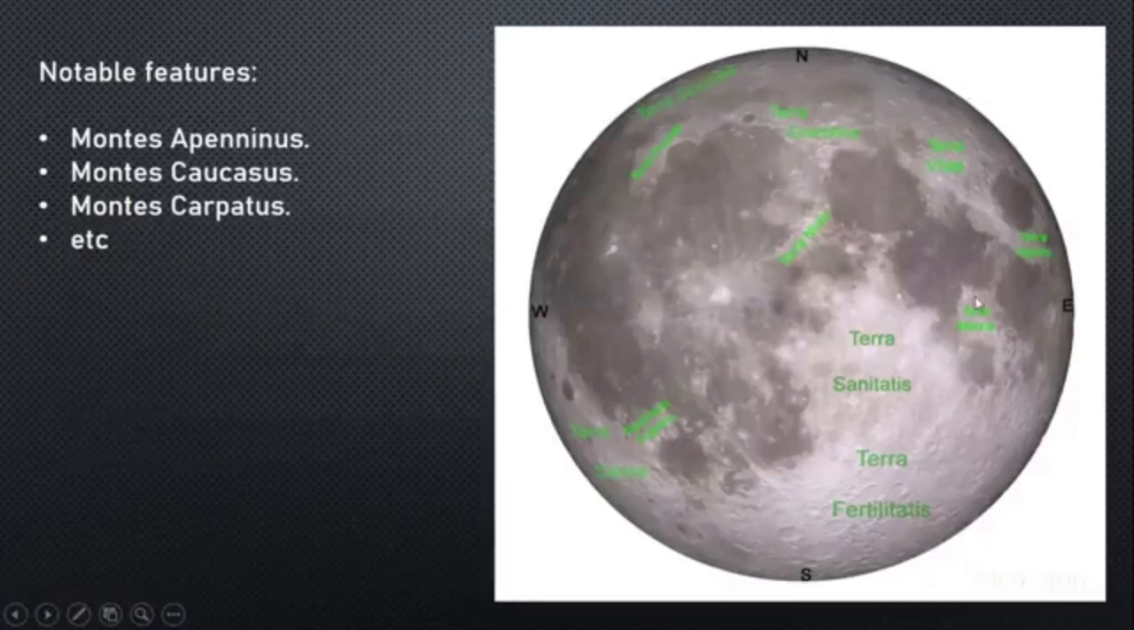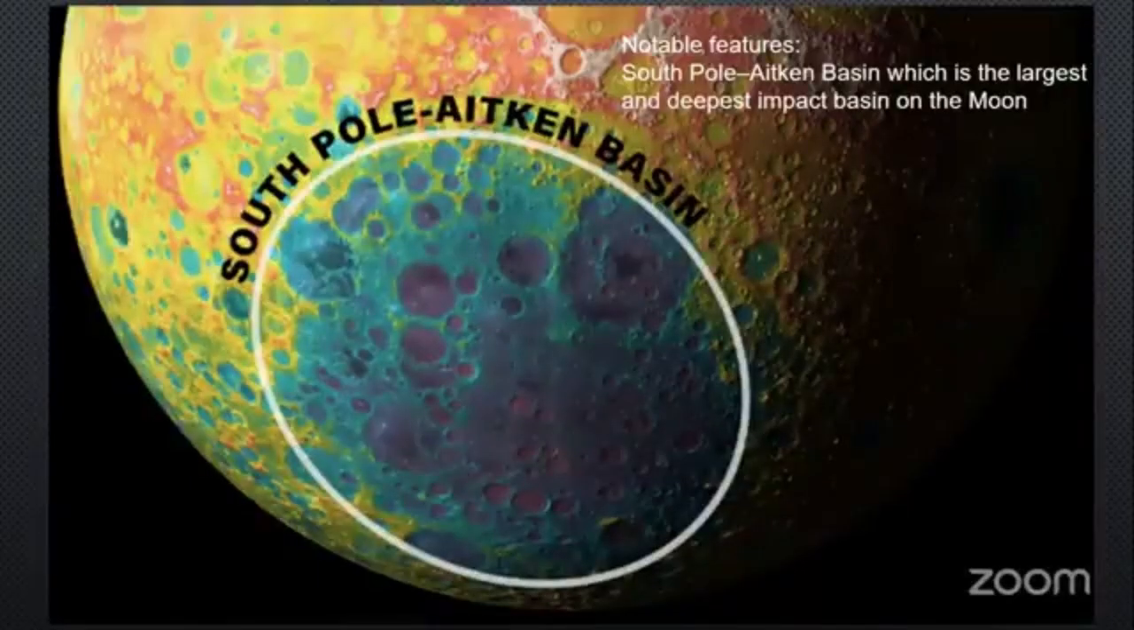The white areas are called the lunar highlands. Some scientists have given them names. We have the Montes Apenninus, the Montes Caucasus, the Montes Carpathus, and many more. You can decide to explore the names further. We have so many names for these different regions. These are the mountainous areas of the moon.